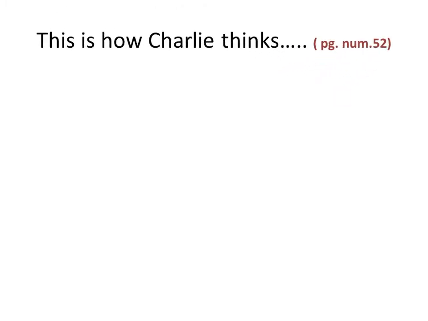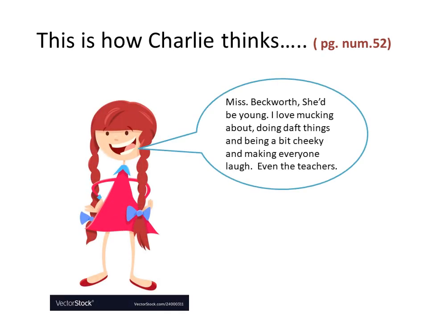Okay. Now, we can see how Charlie thinks about a new class teacher. So, this is Charlie and this is how she thinks. Now, according to her, in the first paragraph, it tells us that she thinks Miss Beckworth would be young. And then in the second paragraph, she's telling, I love mocking about doing daft things and being a bit cheeky and making everyone laugh, even the teachers.